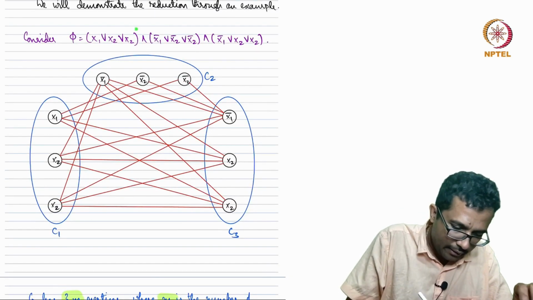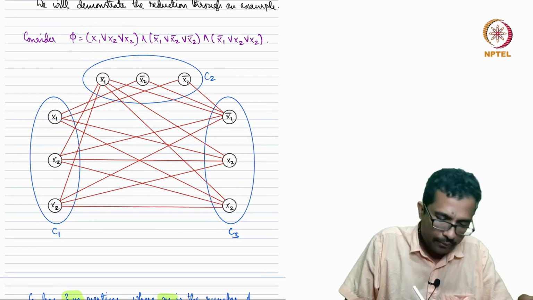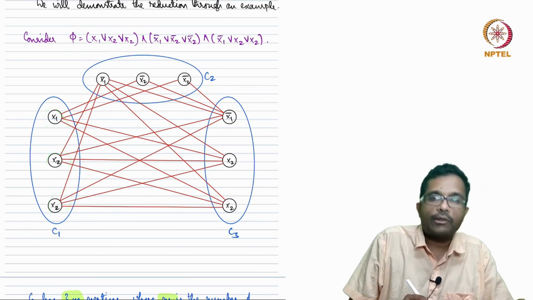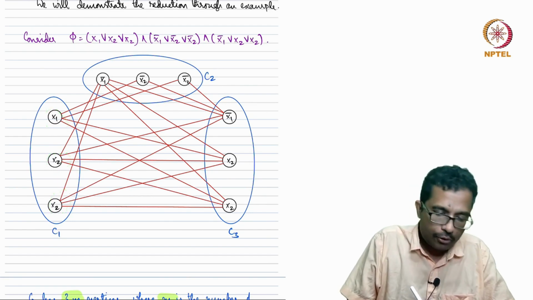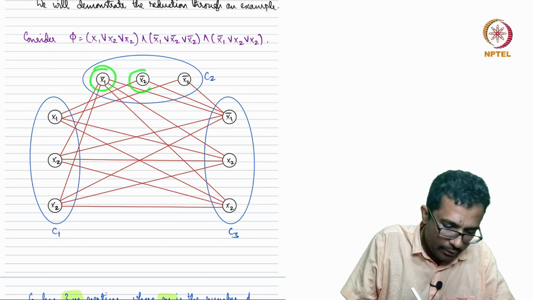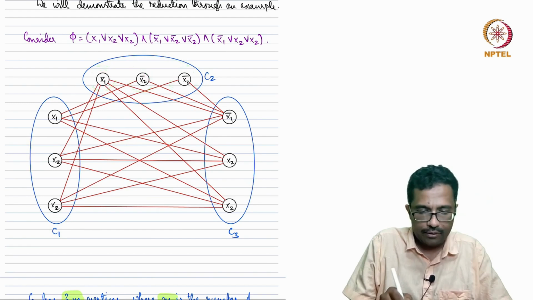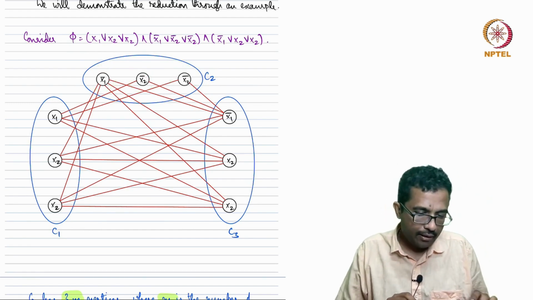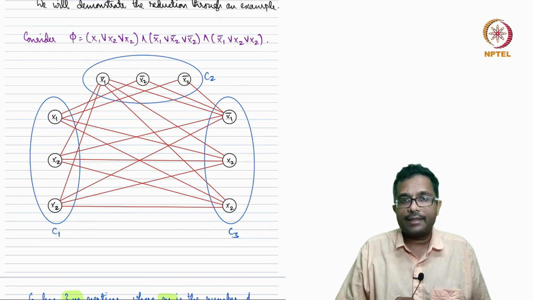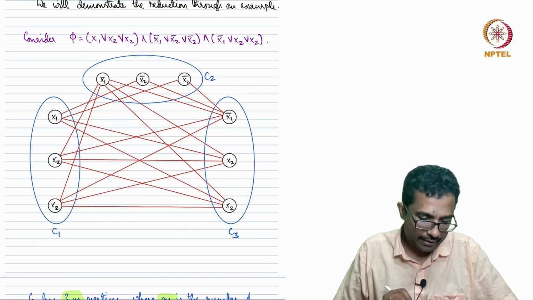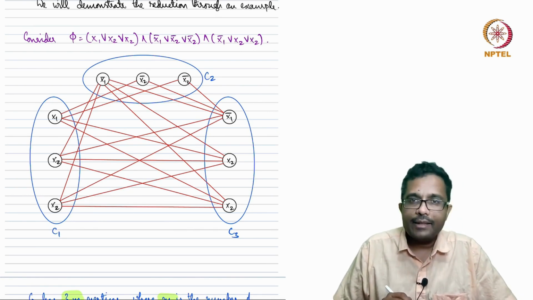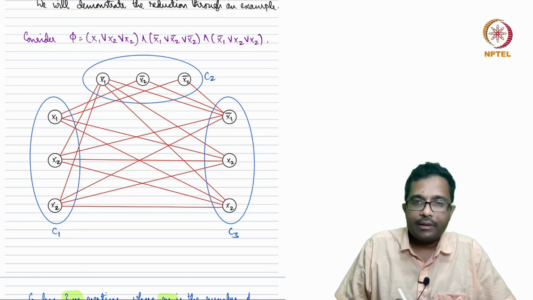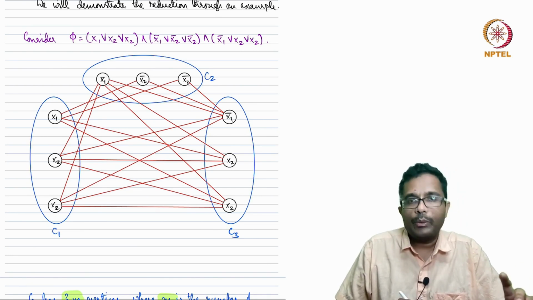So clause 1 is x1 or x2 or x2, so this is x1, x2, x2. Clause 2 is x1 complement, x2 complement, x2 complement. Similarly for clause 3. So I have told the vertices. Now how do we define the edges? Edges are very simple. We want to connect all possible vertices, but with 2 exceptions.